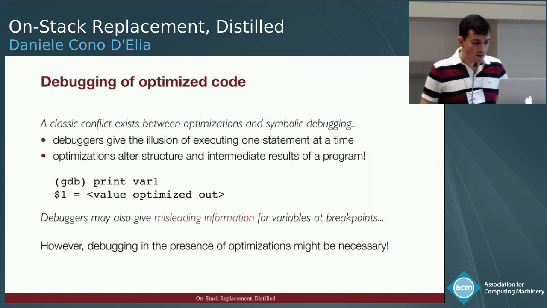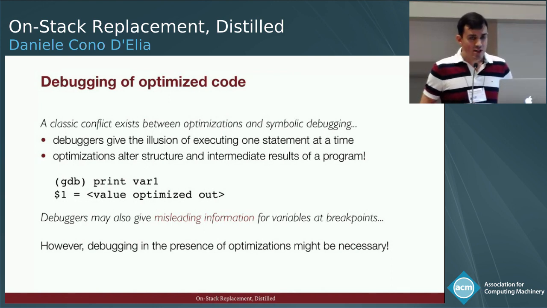But I want to talk now about our case study. It's a feasibility study on how to use OSR for a context that is not the usual managed runtime one. We all know that when we have to debug a statically compiled program, we should not use optimizations. The reason is that there is a clear conflict: optimizations are going to alter all the structure and the intermediate results of a program, while a debugger is striving to provide the user with the illusion that you are executing one source statement at a time.